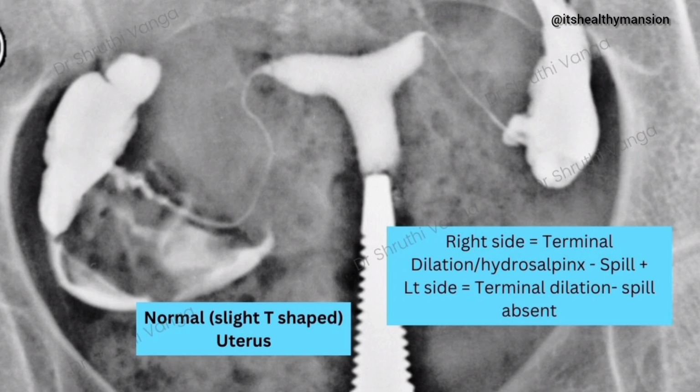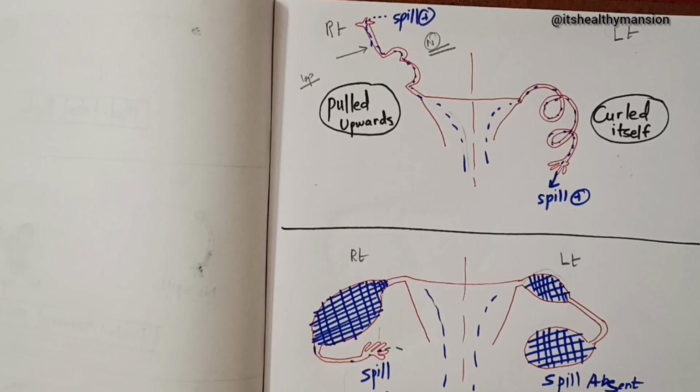So this is the last HSG film. Here, if you see over the right side, there is terminal or distal dilation, and spill is seen. But if you see over the left side, there is terminal dilation, but spill is absent. So you have understood this topic.